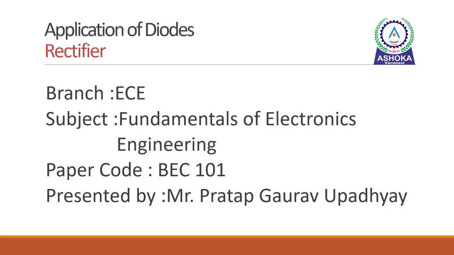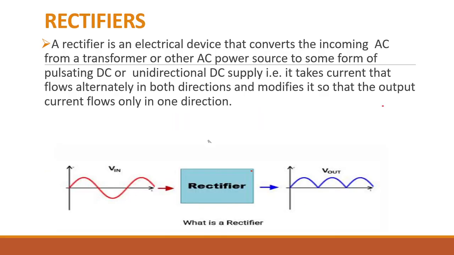They are just the application of diodes, and rectifiers are nowadays widely used because we are now dealing in DC sources and we always have AC in our surroundings. So if I want to convert AC into DC, I have to use a rectifier. And in this, what happens?